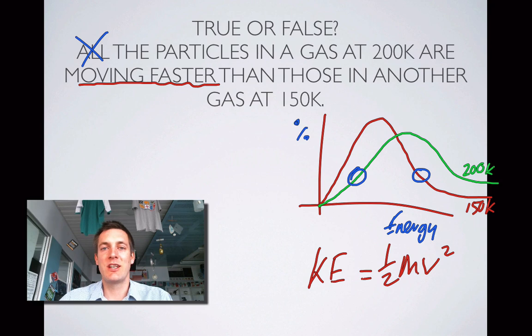This makes the question trickier still, because it sounds as if we've got two gases, one gas and another gas. Now if they were the same gas, then all the particles would have the same mass, and certainly they would be moving faster on average as the temperature went up. But because we don't know if these two gases are the same, we don't know what mass the two particles have. So although the ones at 200 Kelvin have a higher kinetic energy, that could be just because their mass is so much bigger. If the ones at 150 Kelvin had a very, very small mass, they'd need a very high speed to make up for that. And so they could be moving faster than the ones at 200 Kelvin on average.